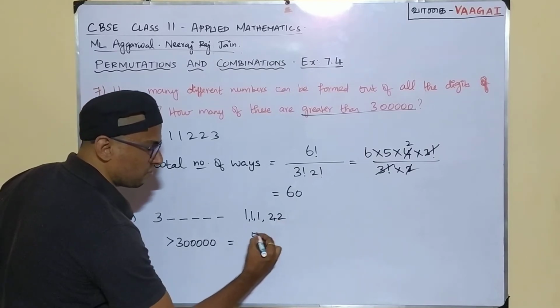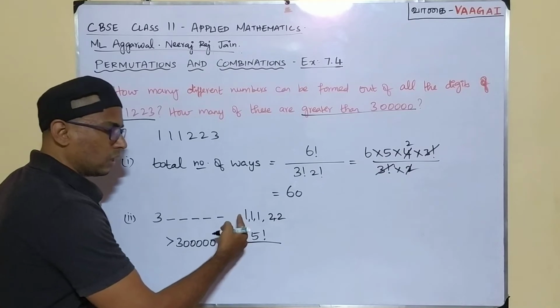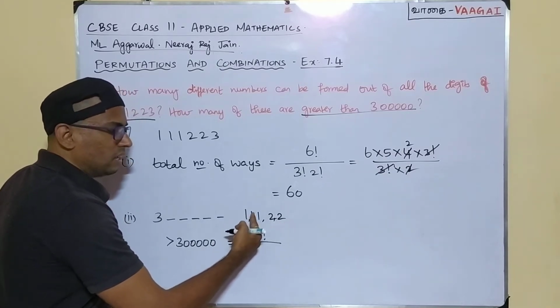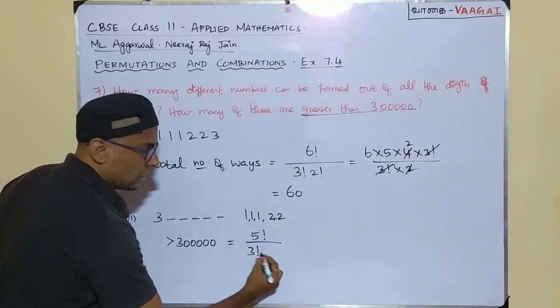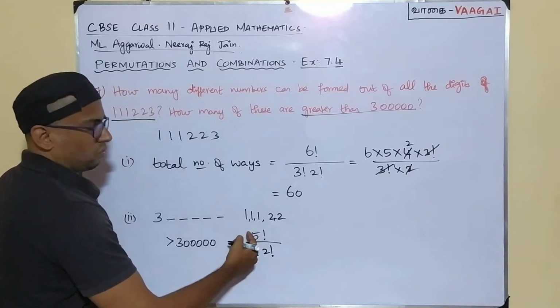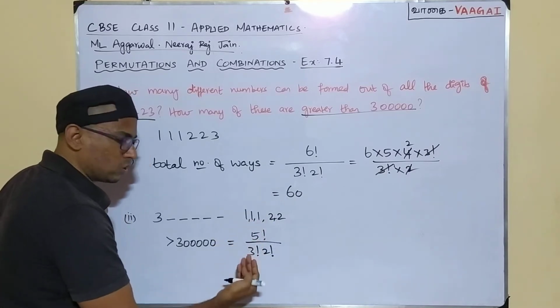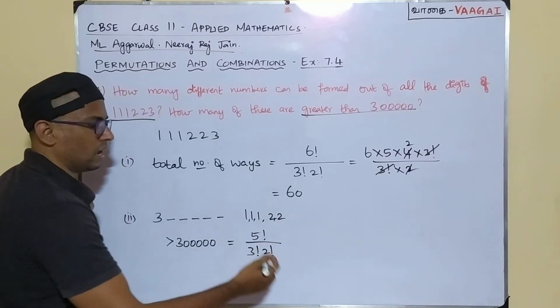There are 5 digits, so 5 factorial divided by, be careful here, divided by... now see what we have here. We have 3 ones, so 3 factorial, and 2 twos, so 2 factorial. Is it or not? Yes. So 5 factorial, totally 5 digits, for which 3 ones are repeated, so 3 factorial, and 2 twos, so 2 factorial. That's what we have.